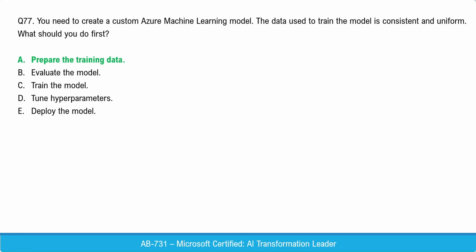Training without preparing the data can lead to poor accuracy and unreliable predictions. Option D, tune hyperparameters, is an optimization step. You first train a baseline model, then adjust parameters to improve performance. So this obviously cannot be the first step. Option E, deploy the model, is the final stage. Deployment happens only after the model is trained, tested, and validated for real world use. So the key takeaway is a successful machine learning solution always starts with high quality data preparation. The correct answer is option A.